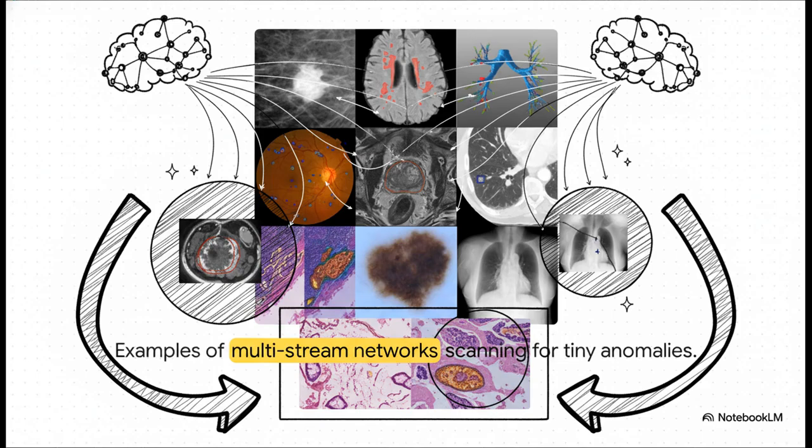Sometimes they do this by feeding the network patches at different scales, or by using 2.5D approaches where multiple orthogonal slices of a 3D MRI or CT scan are fed into separate streams. This is exactly what allows the network to accurately spot abnormalities across incredibly varied and complex scan types.